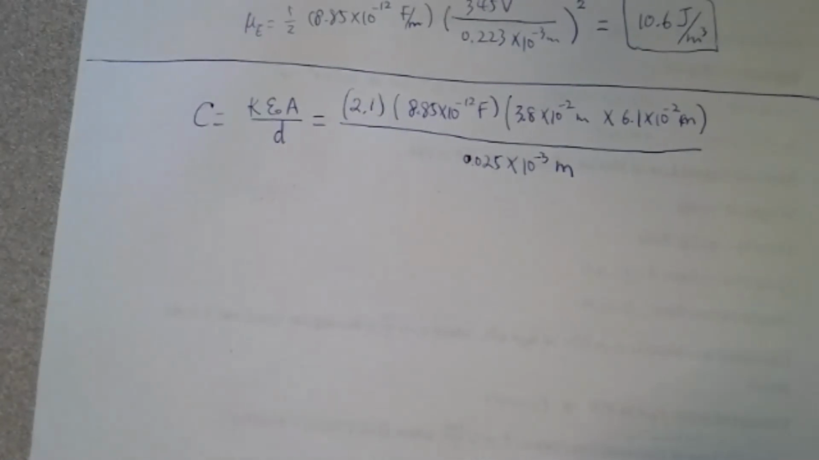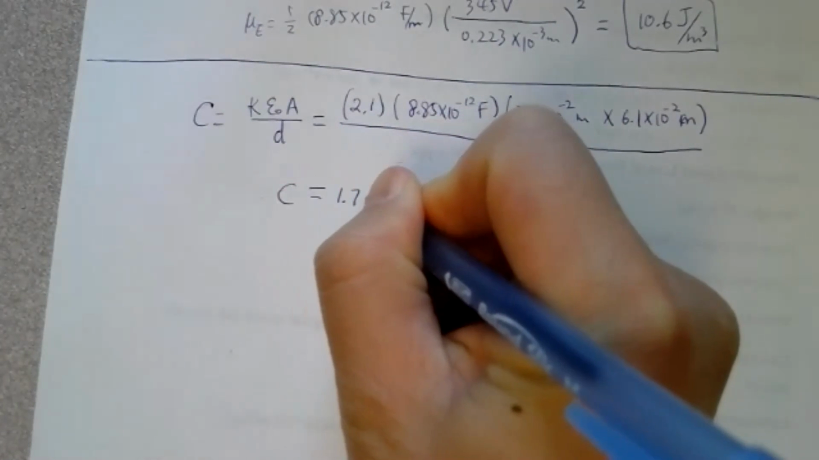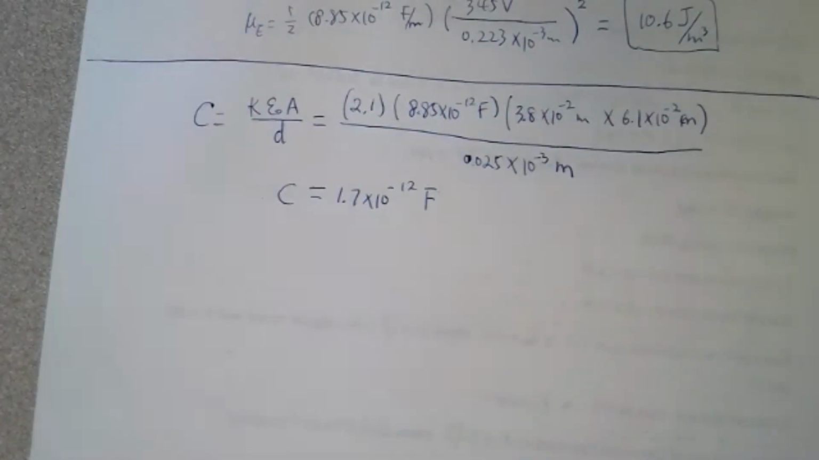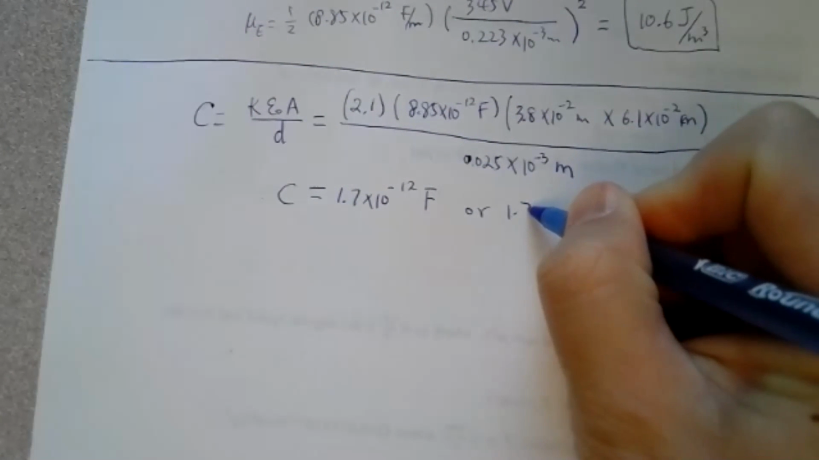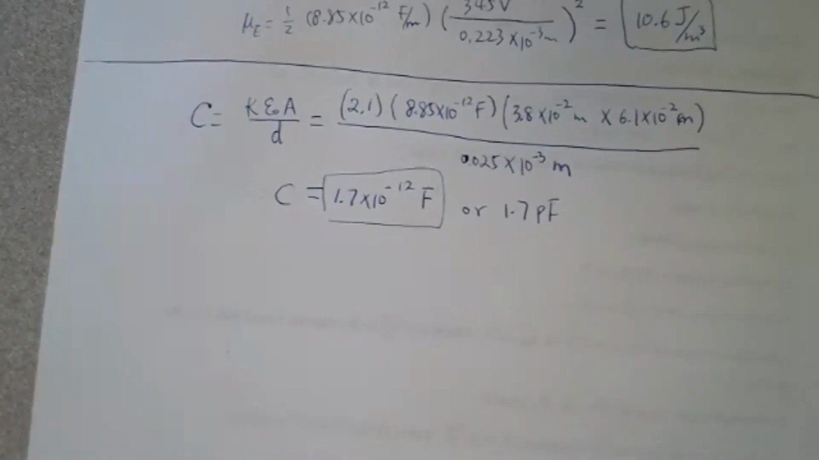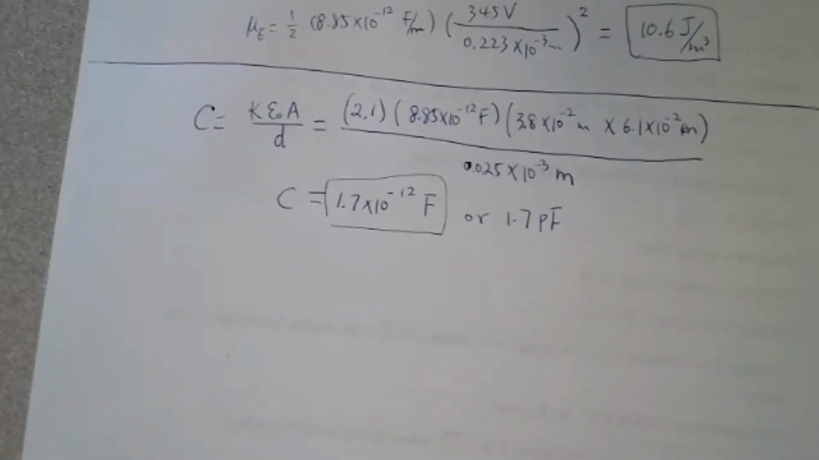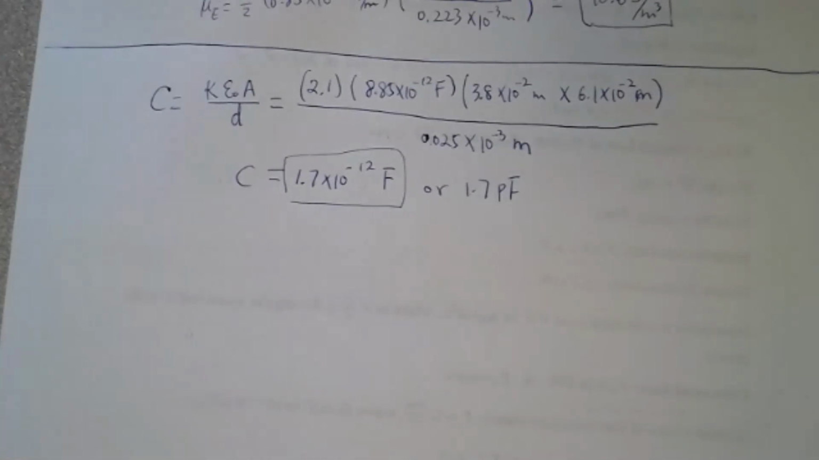So you will be getting about C equal to 1.7 times 10 to the minus 12 farad, or picofarad, I can say 1.7 picofarad, okay? All right, let me know if you have any questions about this one.